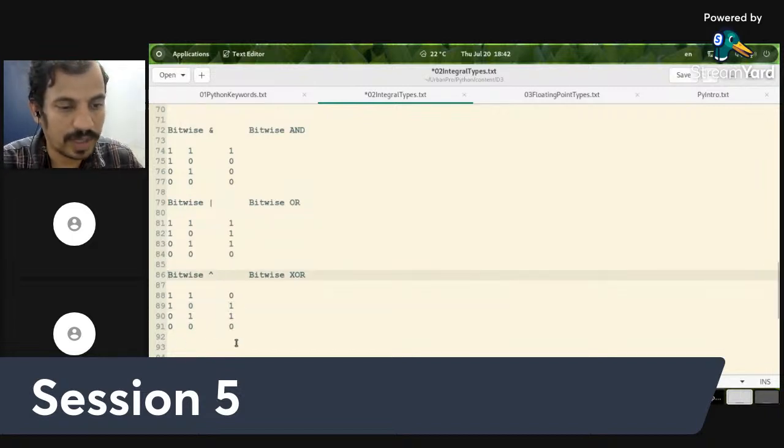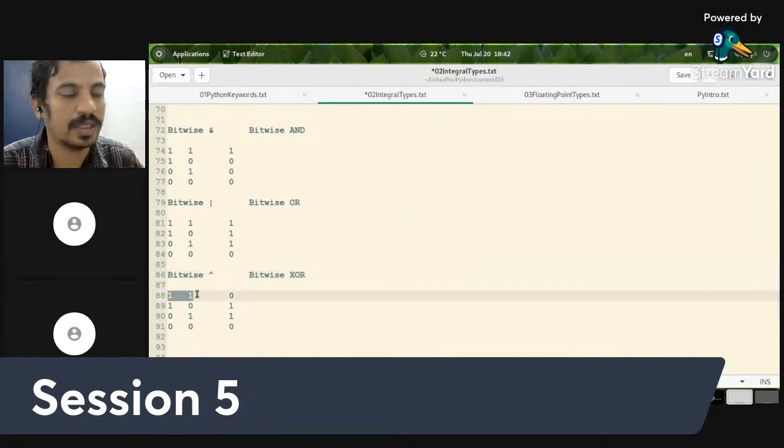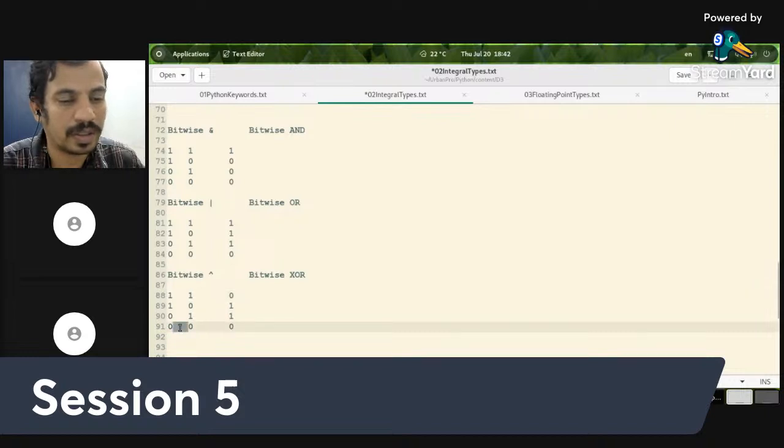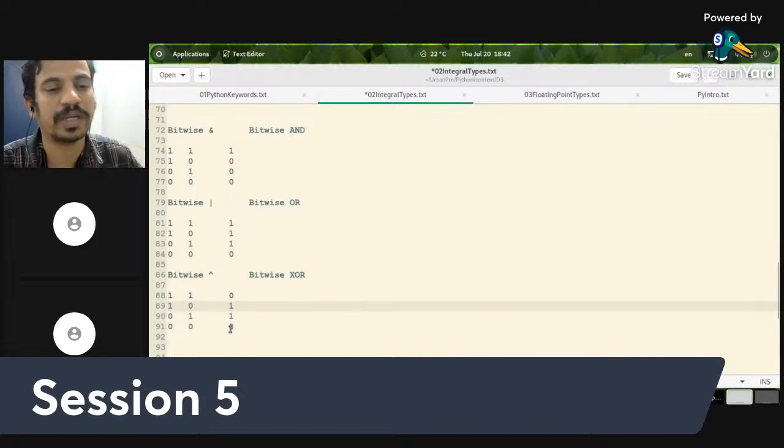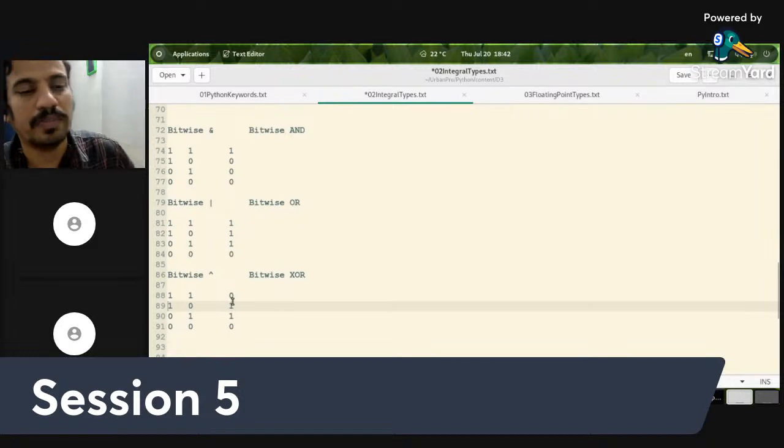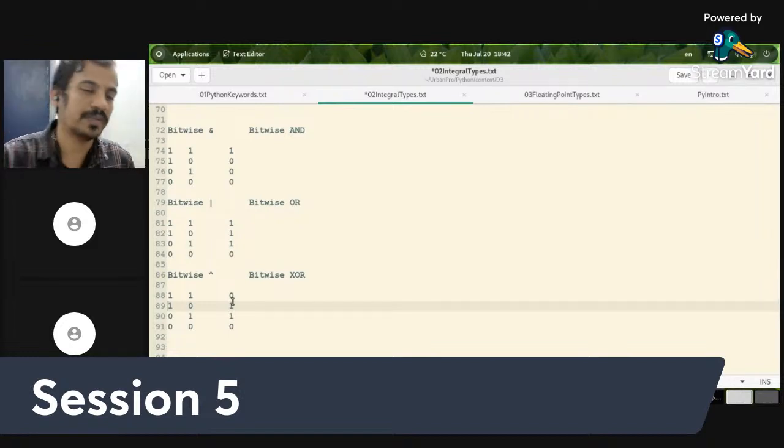So the property of bitwise XOR is that if both the inputs are the same, 1 1 or 0 0, the output would be 0. If both inputs are dissimilar, one being 1 and another being 0, or one being 0 and another being 1, the output is high, which is 1. This is how the bitwise XOR operation works.